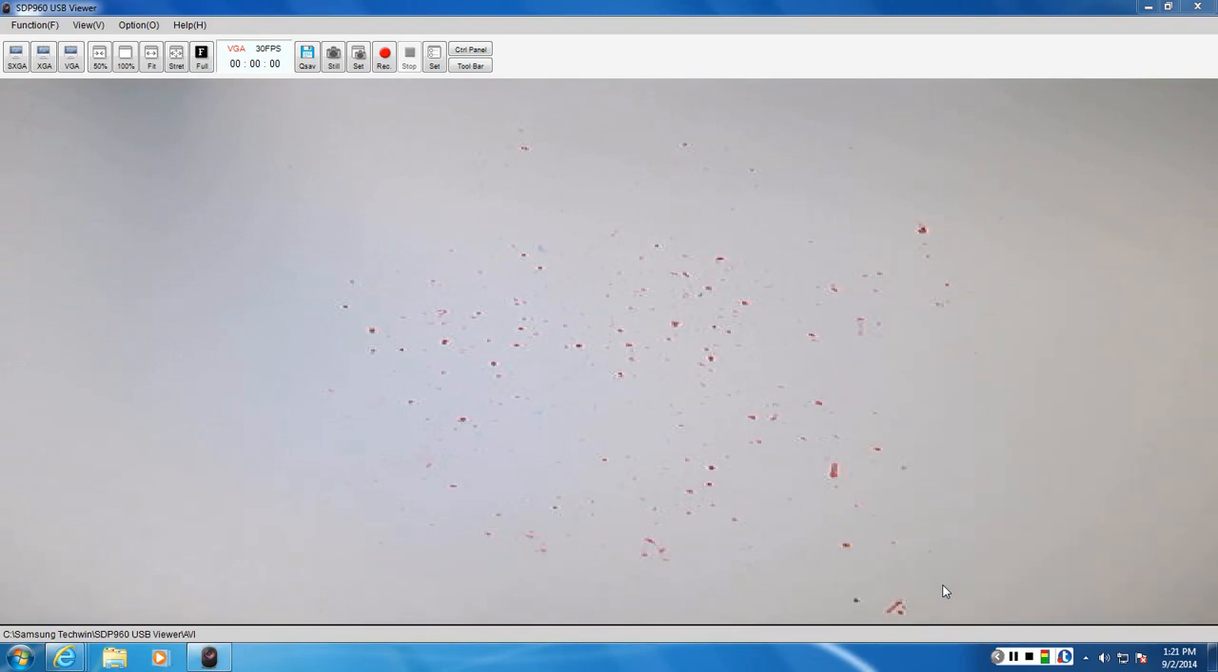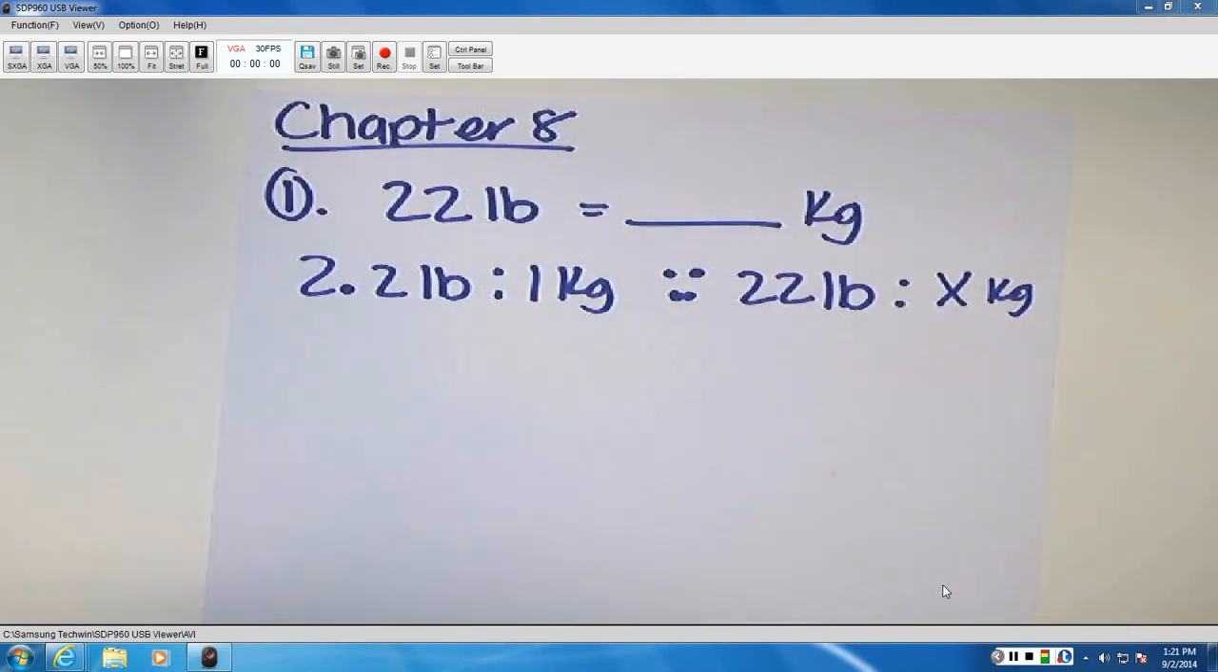And then you just do your simple math of multiplying your outers and then multiplying your middle numbers and just work it out. It's that simple. So now let's just go straight to Chapter 8, and we'll just start out with number 1 on Chapter 8.